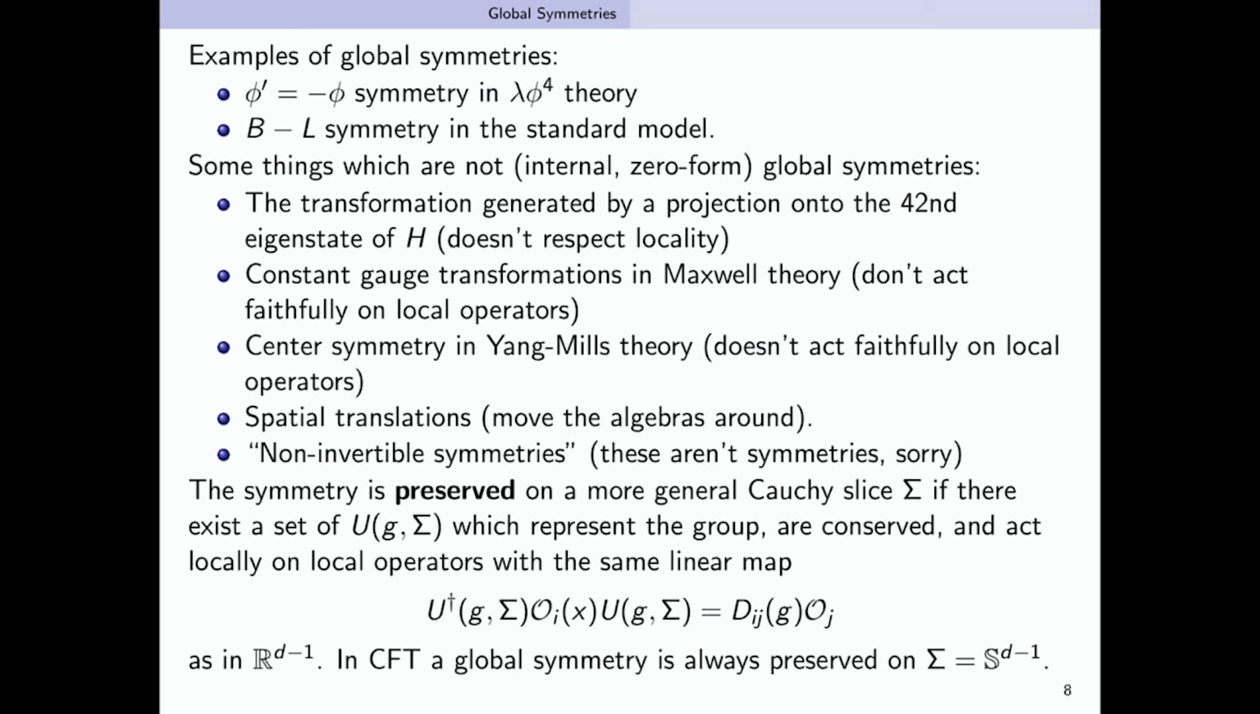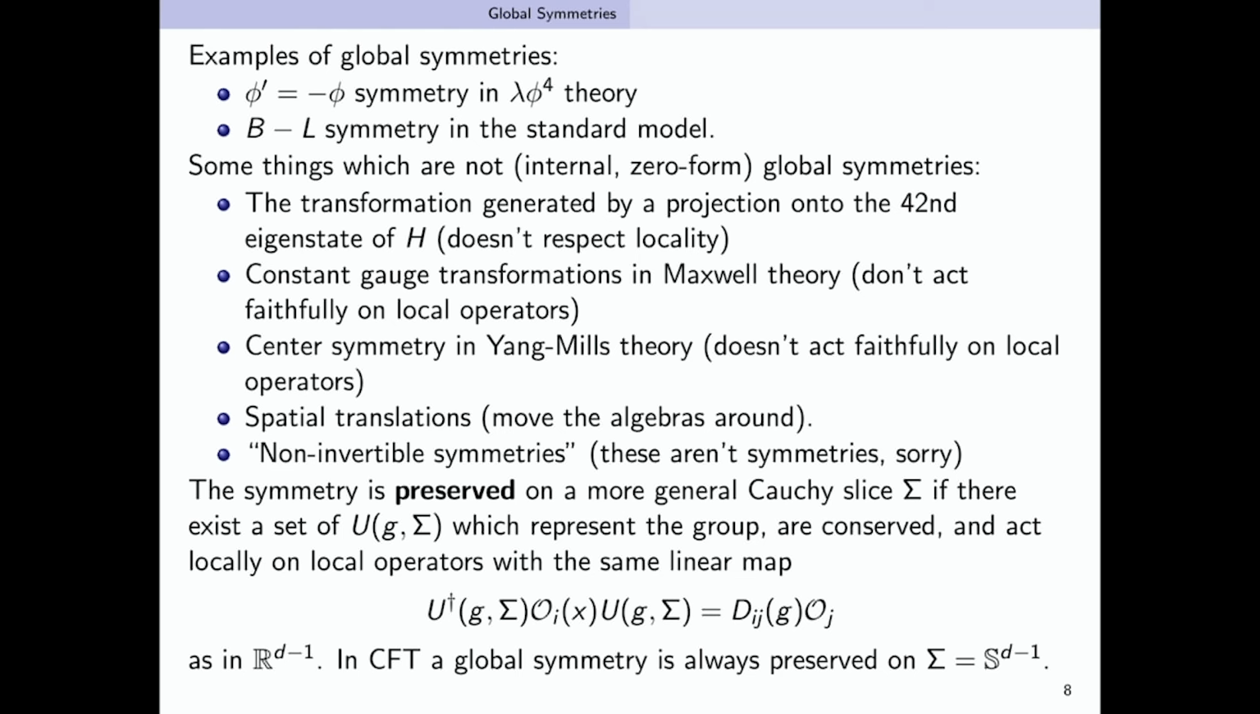Okay, so the symmetry is preserved. I need one other notion because now I'm going to have to go to the sphere. So let me say something briefly about going to other spatial manifolds. I'll say the symmetry is preserved on a more general Cauchy slice, with a different Hilbert space than the one we were just discussing, if on that Hilbert space there's a set of U's which represent the group and commute with the energy-momentum tensor. Actually, that's going to be a consequence of this, which is that I demand that they act on the local operators with the same linear map that we had in R^(D-1). And so in general, the symmetry may not be preserved. You can have a mixed anomaly with gravity that breaks the symmetry.